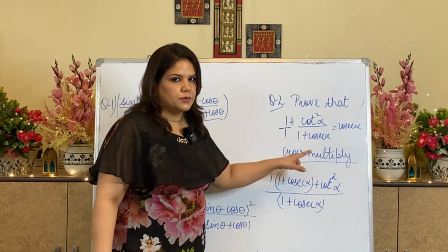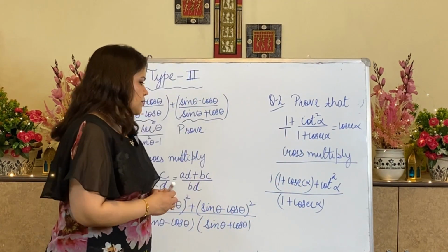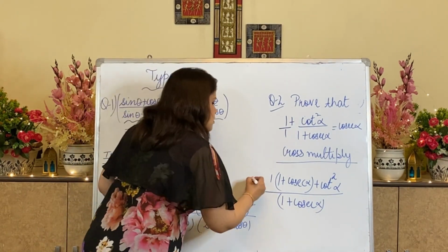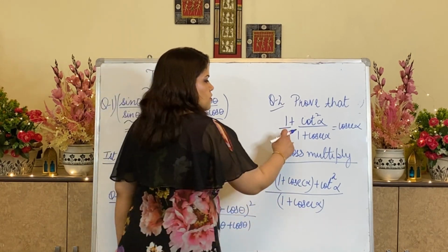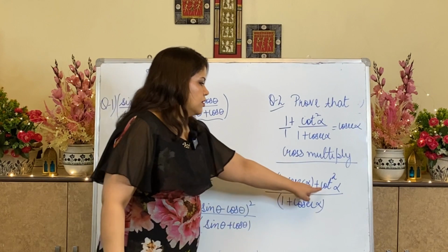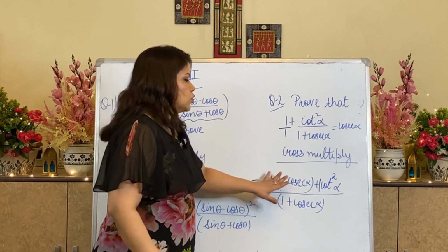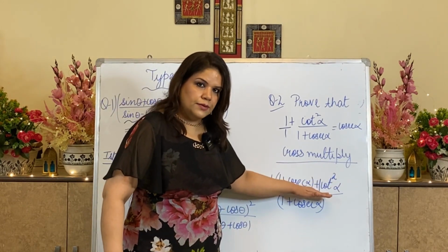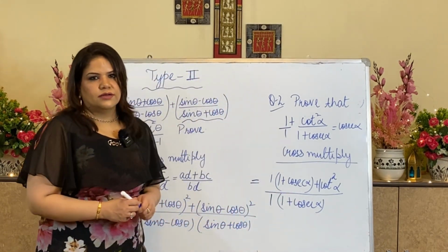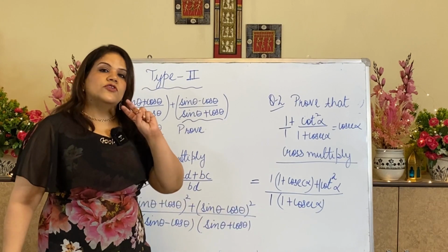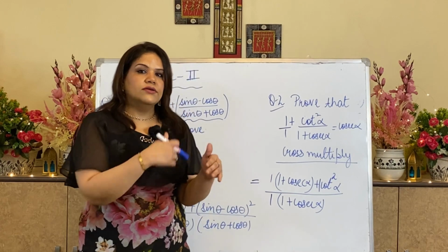I need to first do the cross multiplication. Again the same, 1 into 1 plus cosecant alpha will be the first term numerator, plus 1 into cot square alpha will be my second term numerator. They both are getting into the new term. And what will be the denominator? 1 into 1 plus cosecant alpha.